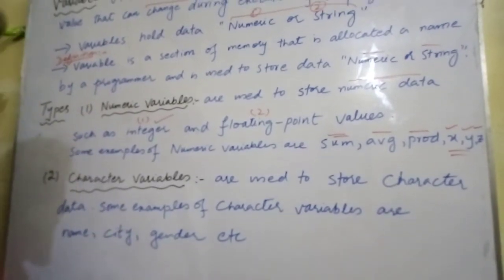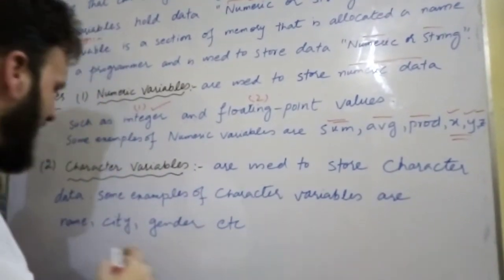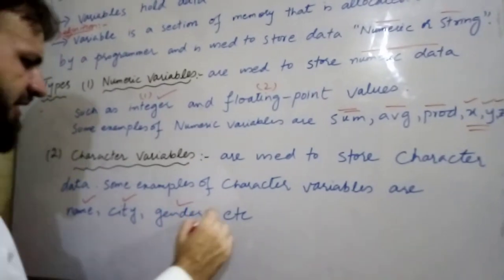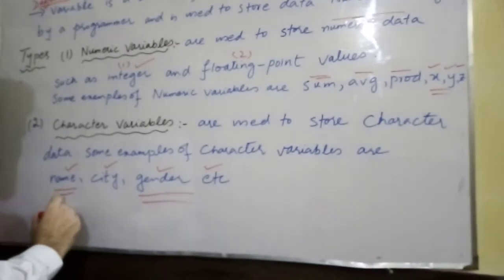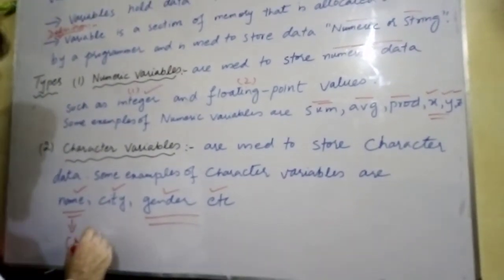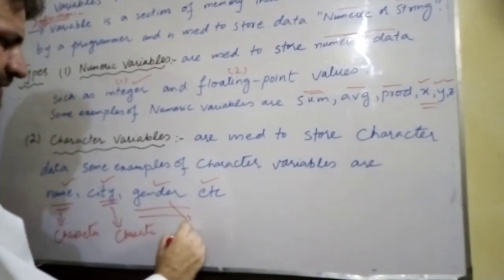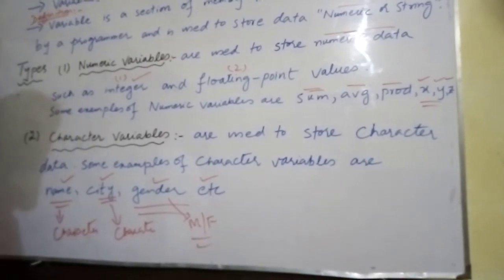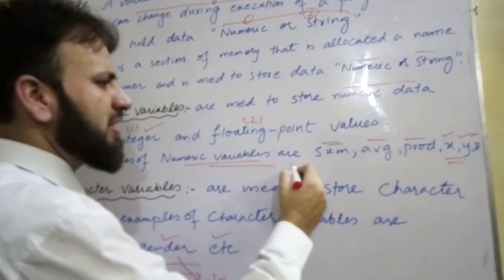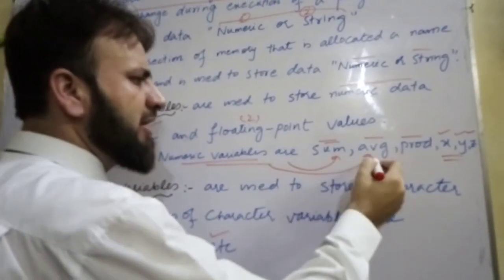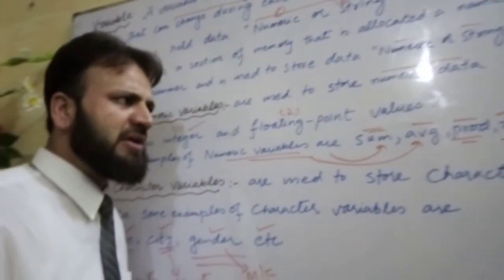Second is character variables. Character variables are used to store character data. Some examples of character variables are name, city, gender, etc. Here we store character data. For example, name, it will be characters. City, it will also be characters. Similarly, gender, male or female, it is also character. So character variables store character data and numeric variables store numeric data. For example, sum will be an integer or fractional value. Similarly, product is generally an integer, and x, y, z may be integer or float.